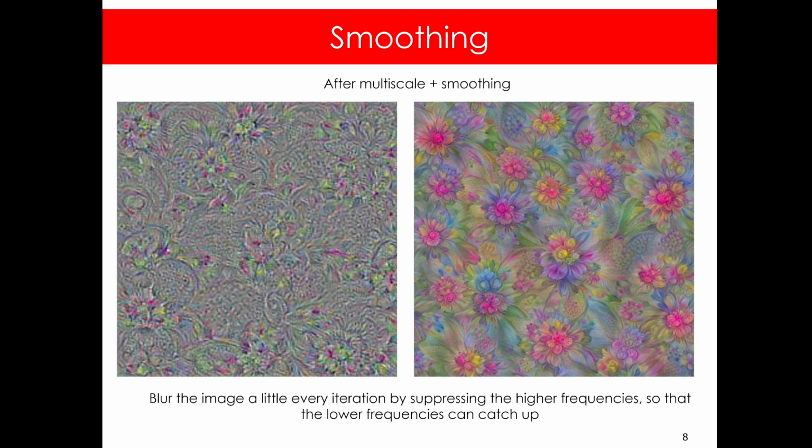Here you can see what happens if we use the Laplacian filtering and the multi-scale ideas during the deep dreaming process. As you can see on the right-hand side, the resulting image looks less noisy, it has smaller scale hallucinated details as well, and as a result, the image is visually more appealing.